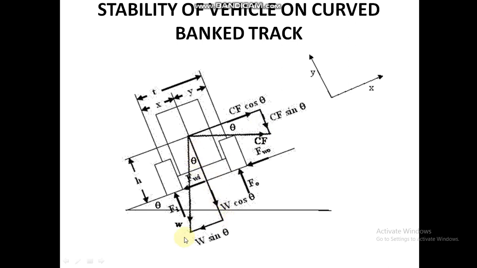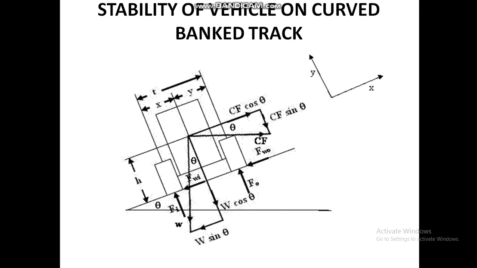This T represents the wheel track, and X and Y are the distances of the inner wheel and the outer wheel from the center of gravity of the vehicle, respectively. H represents the height of the center of gravity from the road surface. Fi is the reaction force on the inner wheels, Fo is the reaction force on the outer wheels, Fwi is the friction force on the inner wheels, and Fwo is the friction force on the outer wheels. So this completes the description of this figure.